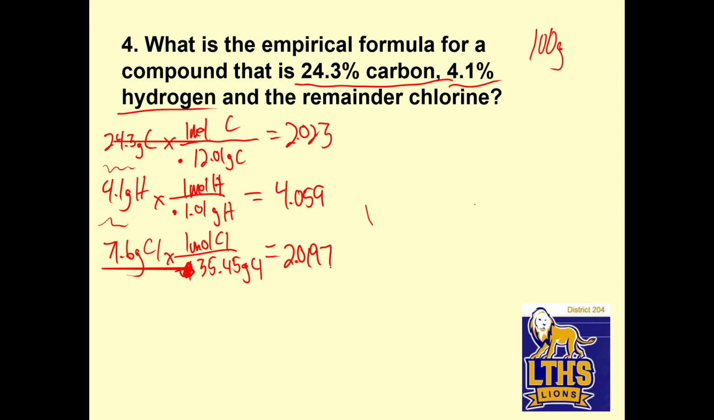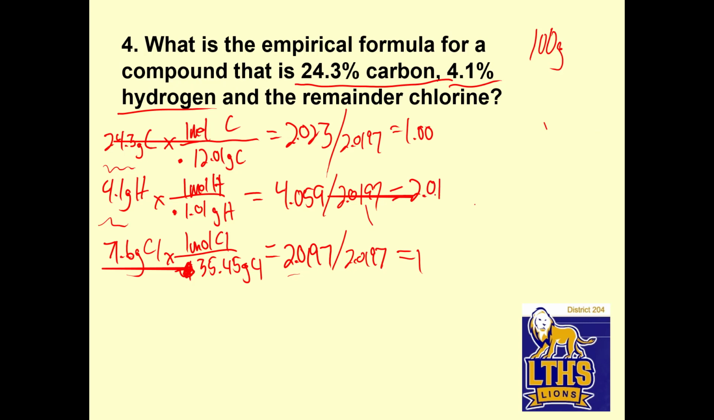So what I'm going to do here to get these to be whole numbers is divide by the smallest. This guy. Divided by 2.0197. This one I can do in my head: 2.023 divided by 2.0197 is 1.00. And 4.059 divided by 2.0197 is 2.00, or 2.01, that's 2. So what that means is the empirical formula for this is 1 C, 2 H's, and 1 chlorine.